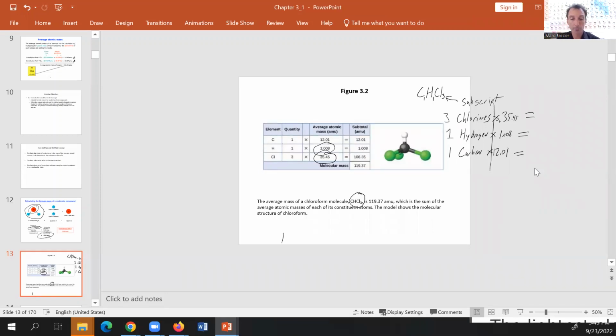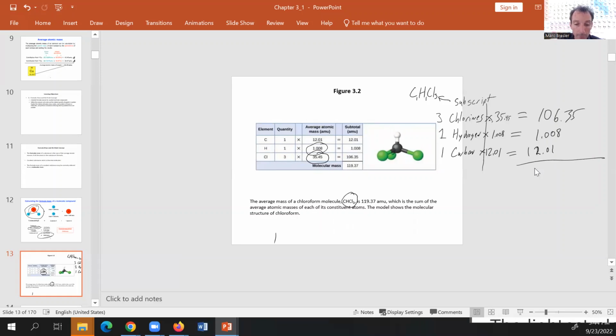So 3 times 35.45, because there's 3 chlorines, is 106.35. 1 hydrogen, that's 1.008, and then 1 carbon, 12.01. And then you can add these up.